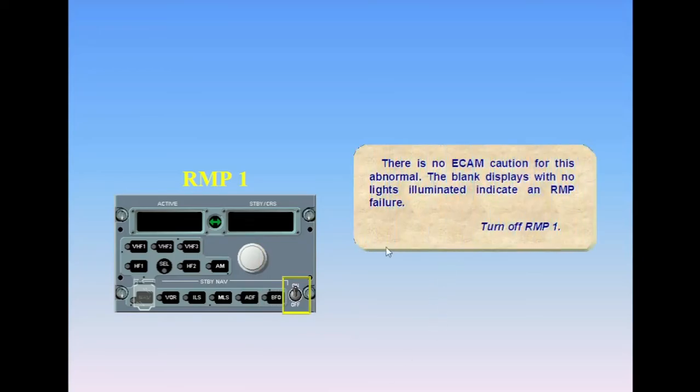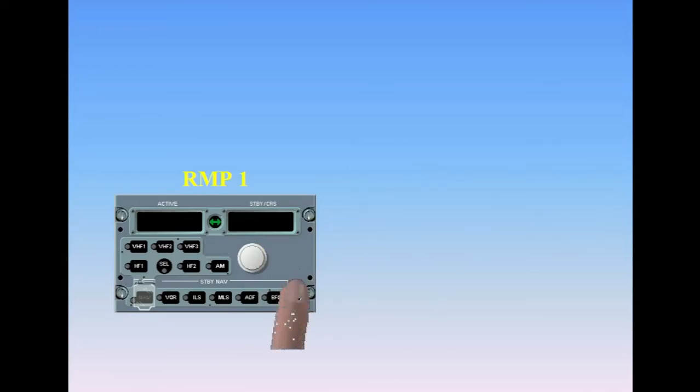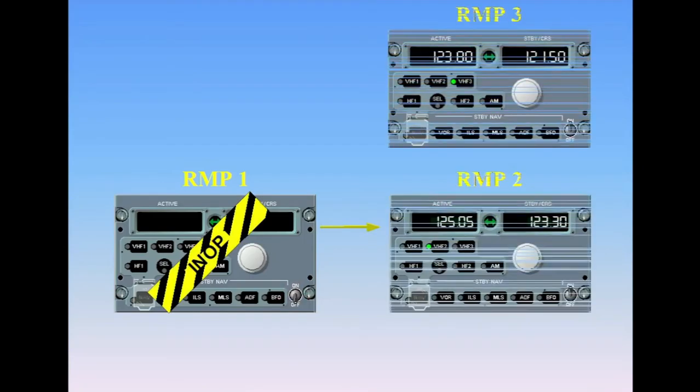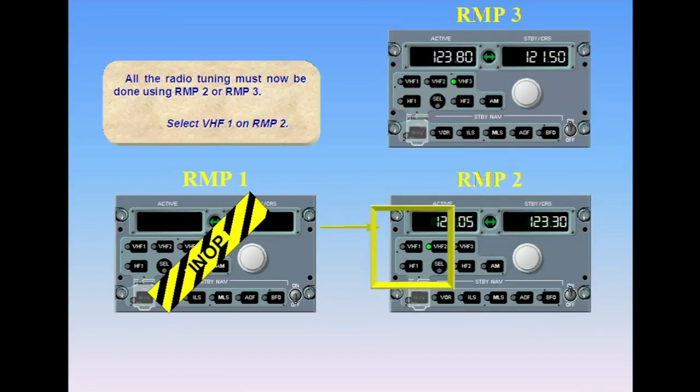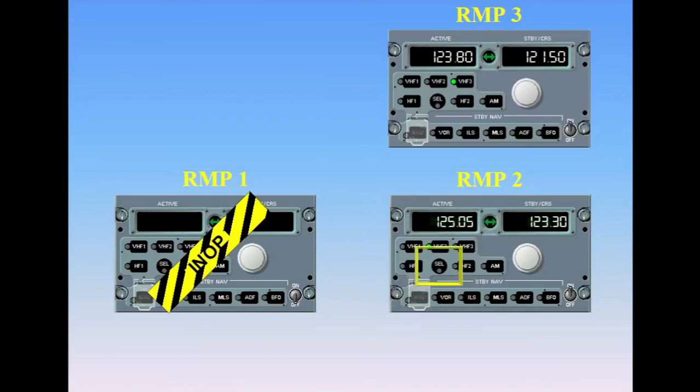Turn off RMP-1. All the radio tuning must now be done using RMP-2 or RMP-3. Select VHF-1 on RMP-2. Notice that the select light is extinguished because RMP-2 is being used to tune VHF-1.